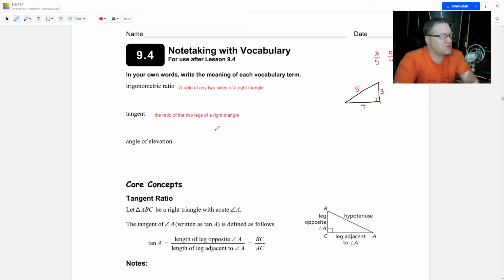So let's go back to tangent. So what does that mean? The ratio of the two legs of a triangle. Well, the tangent is going to be 3 over 4, or it could be 4 over 3, right? Now, how do we know which one it is? Well, it depends which angle we're talking about.